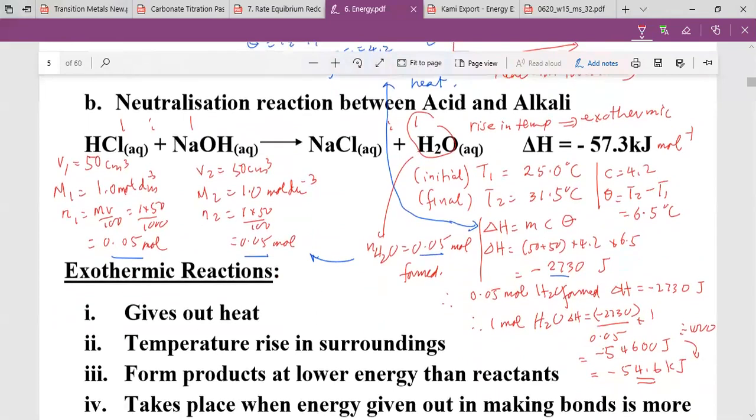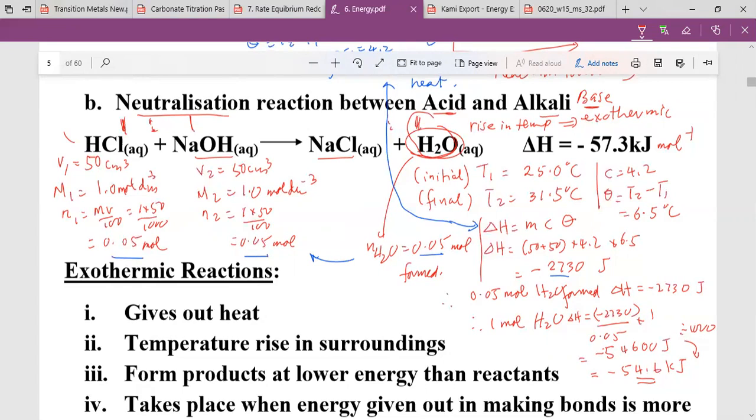Now put down here, always remember to start with the equation. Remember, it's a neutralization reaction between acid and alkali or base. Now I put the equation here: HCl plus NaOH, first giving 1 mole and 1 mole. The key word is water actually. So 1 mole with 1 mole gives you 1 mole of water, okay?